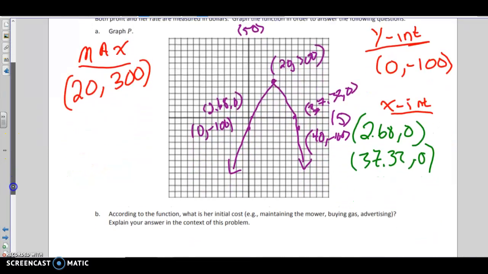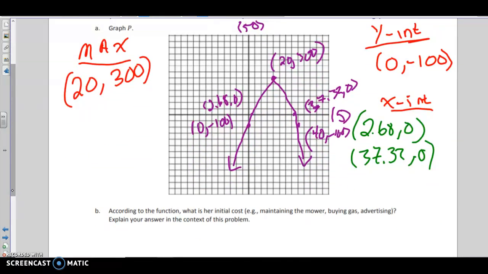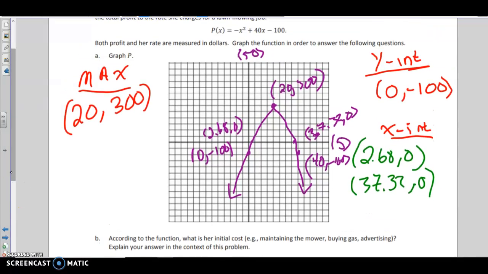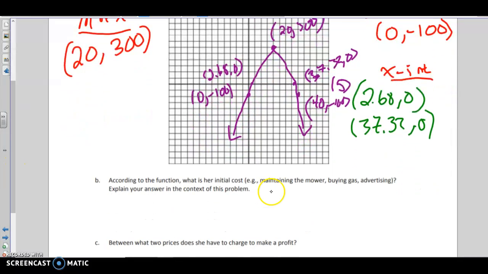Now we can fly through the rest of these questions. According to the function, what is her initial cost? So my initial cost is right here. I've mowed no lawns, so I haven't had any money, so I have spent $100. So my initial cost was $100. So in the context, she spent $100 on maintenance, gas, and advertising.